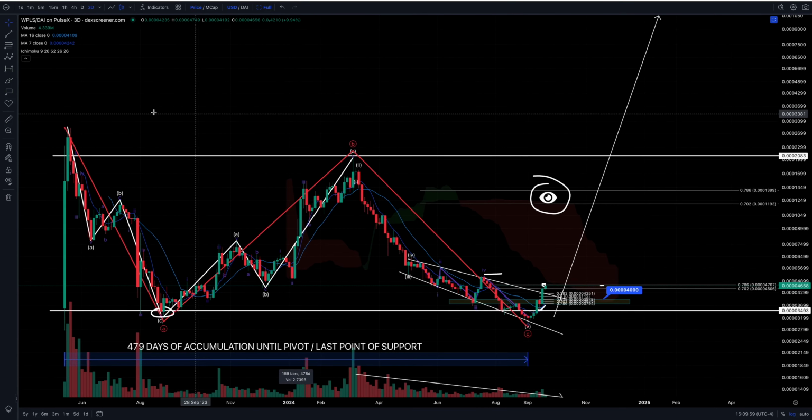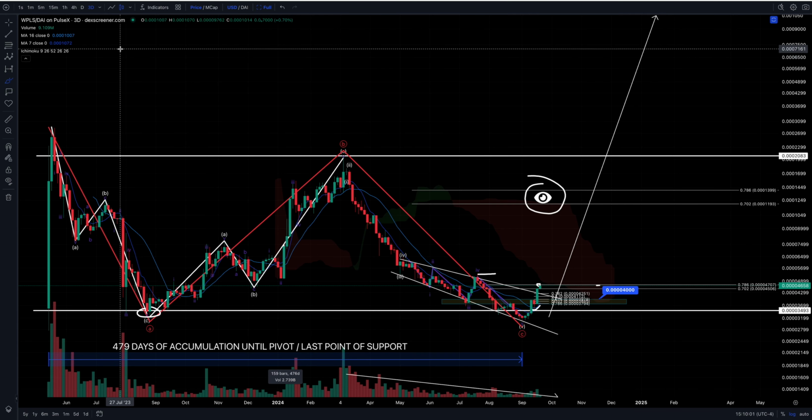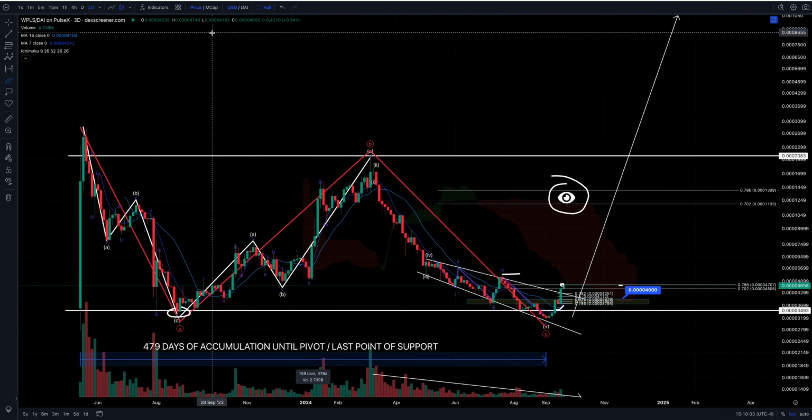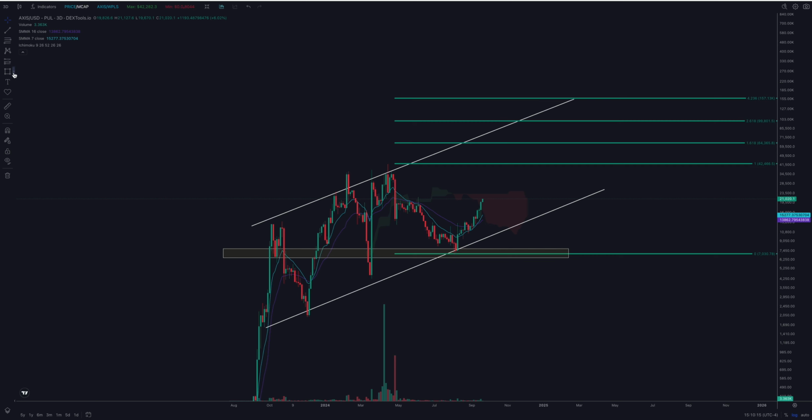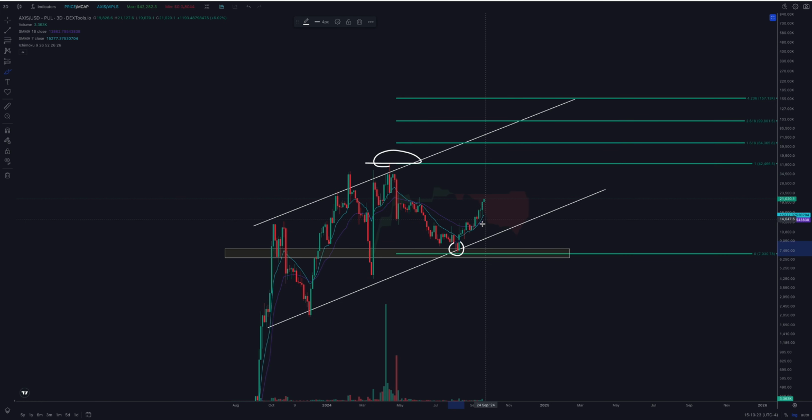But for the rest of the ecosystem, I'm very confident that we do make a new all-time high, because look at the way it's starting here. It's starting with an ABC. With HEX, we already had that, so let's take a look at AXIS over here, and I do expect it to come up towards the 1.618 to 2.618 extension, taking a fib from this high over here down to this low.